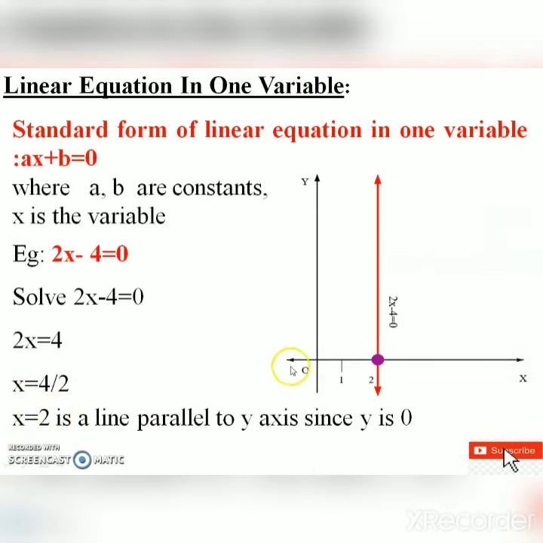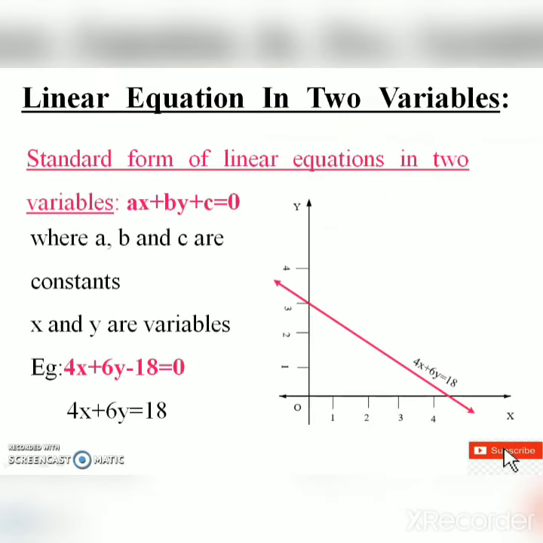But here x is equal to 2 means on the x-axis plot the point 2 and then draw a straight line which is parallel to the y-axis. Okay. So that, and write the equation on the line. Okay. Now let us see what is linear equation in two variables.